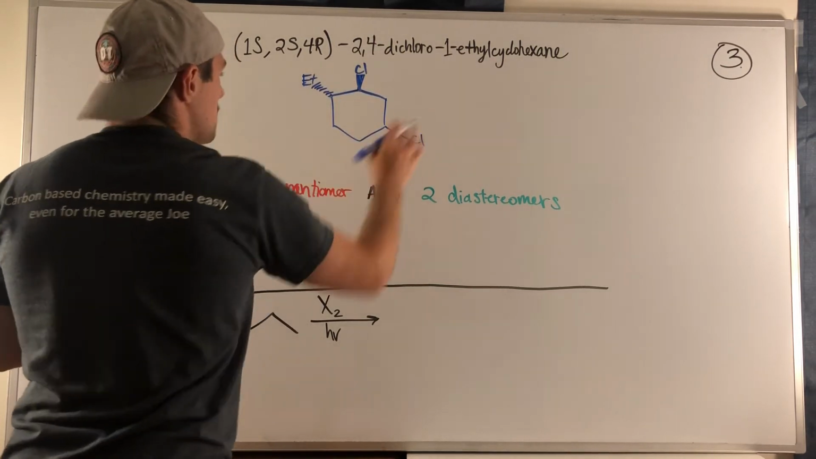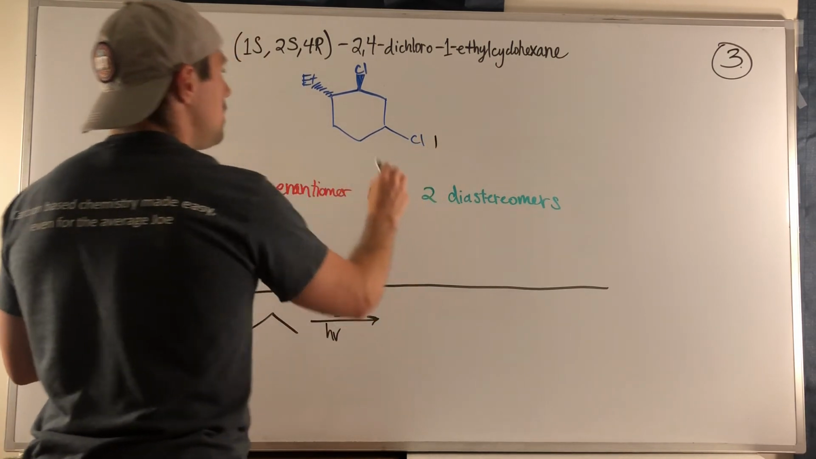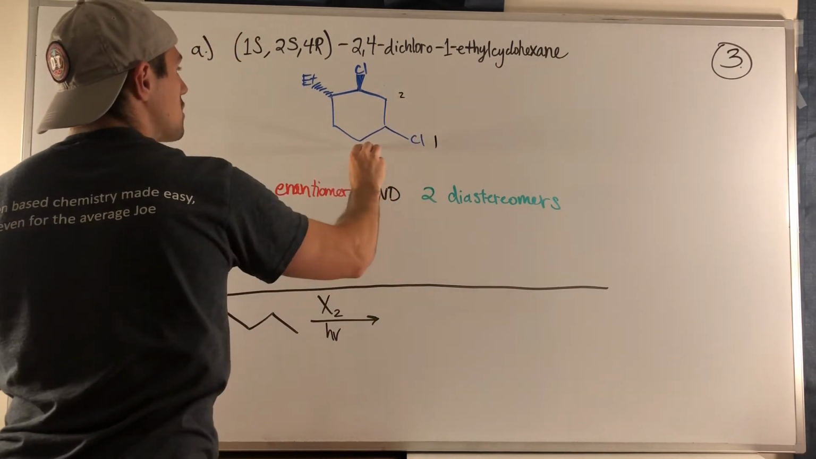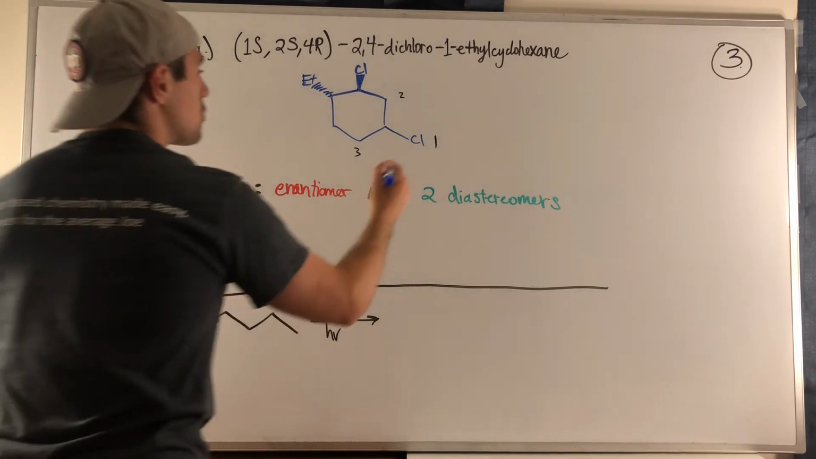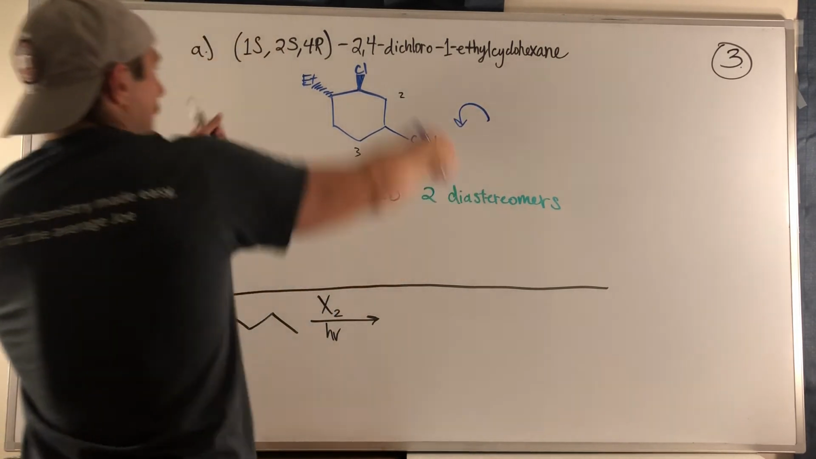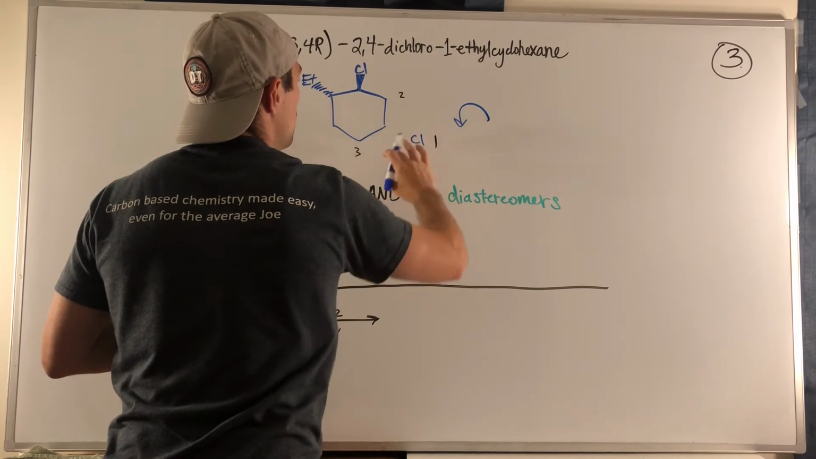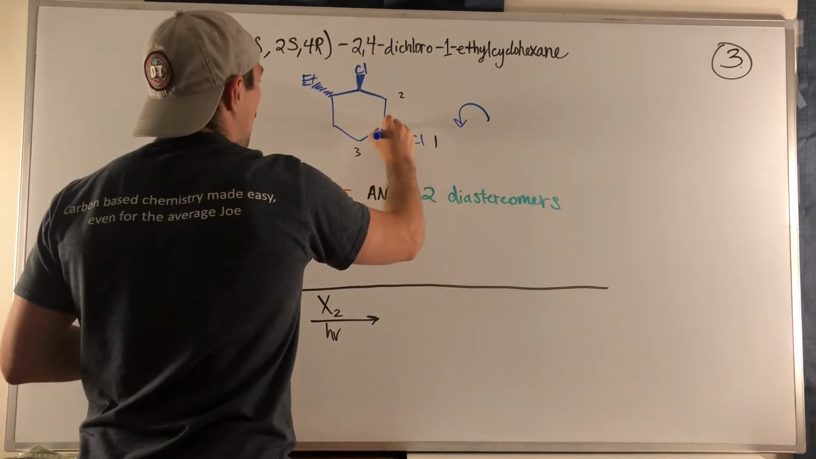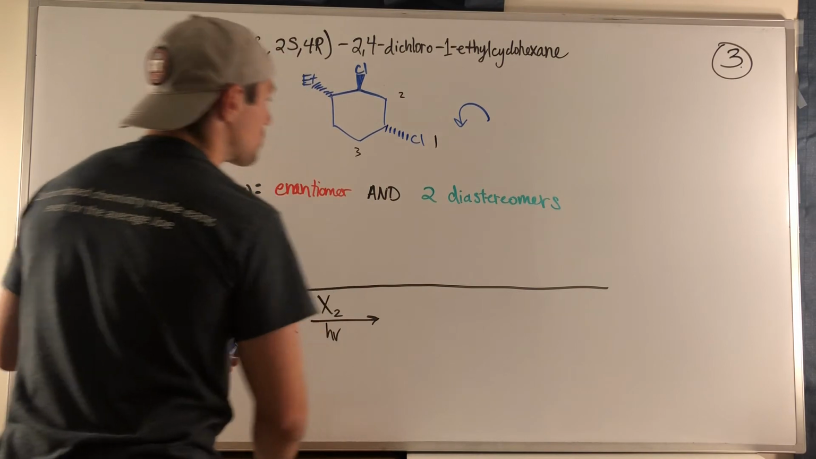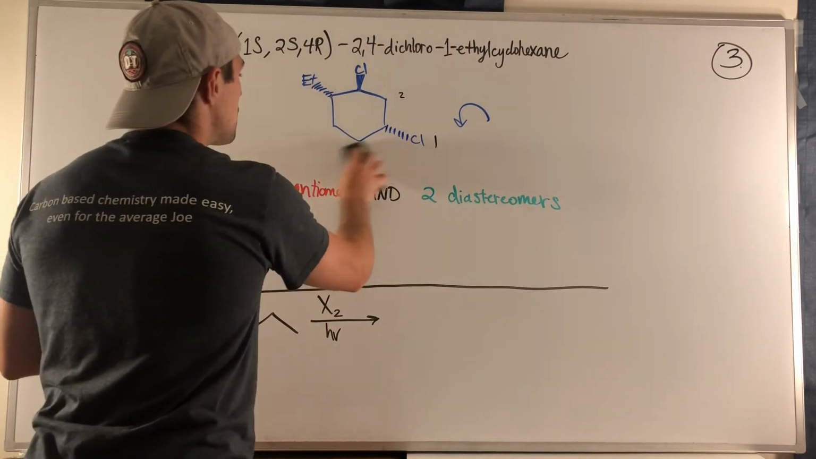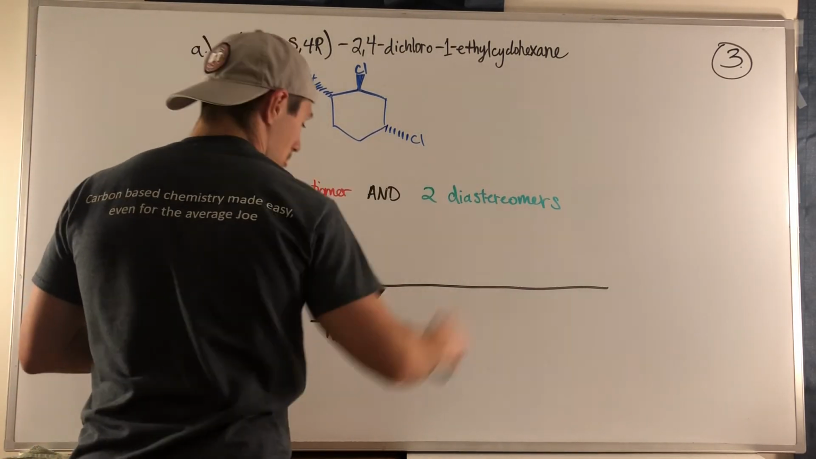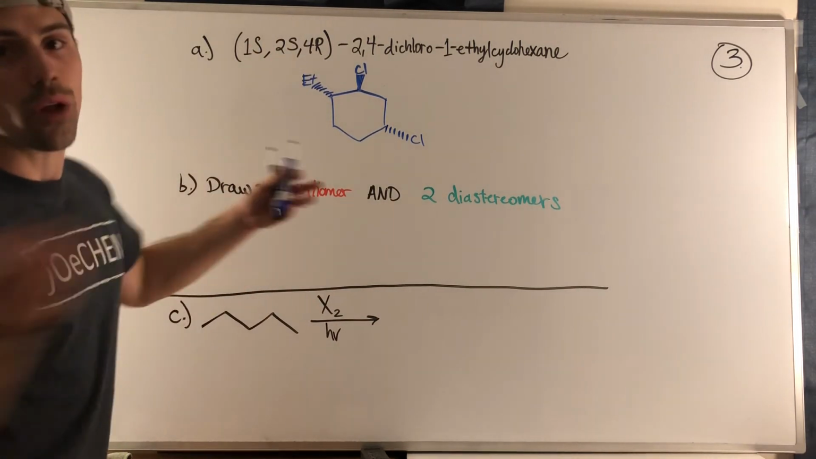And last but not least, this over here. Chlorine's obviously number 1. This branch wins up here. This is lower. So this would look like S, but we need R. So it looks like S, but now it's actually R, because our lowest priority group, the undrawn hydrogen, would be facing towards us. This is our structure here in all of its glory.